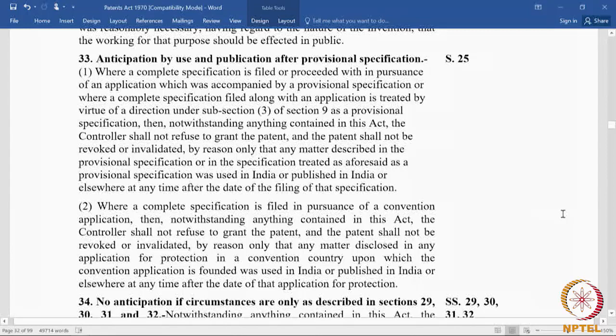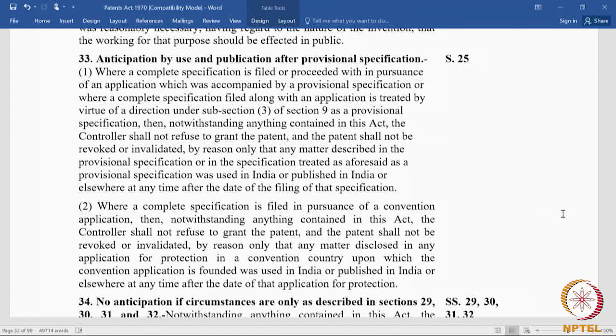33. Anticipation by use and publication after provisional specification. Now, there are instances, and most of the practitioners know, that after you file the provisional, there is no anticipation because the priority is preserved. You could disclose the invention after filing a provisional.